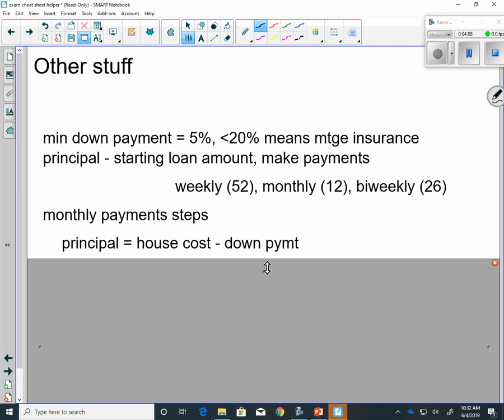Who does that down payment go to? To the bank. They take it off what you owe. The bank's business is loaning money. That's their business, just like Dean Cooley's business is selling cars and fixing cars.